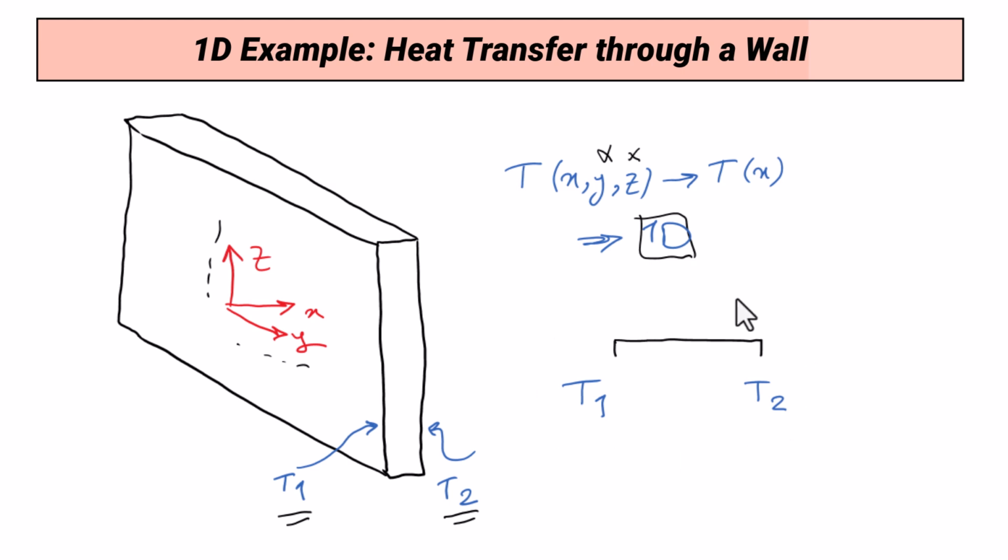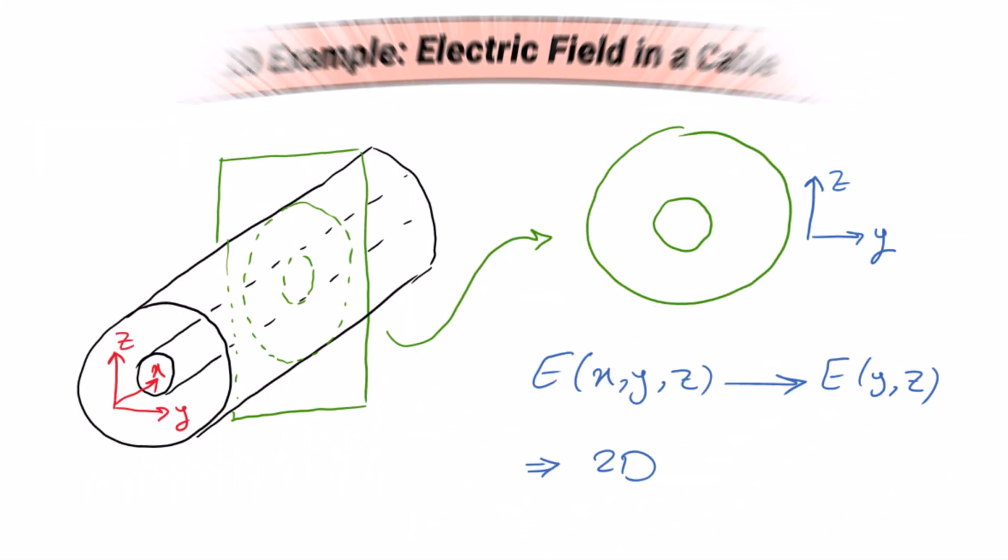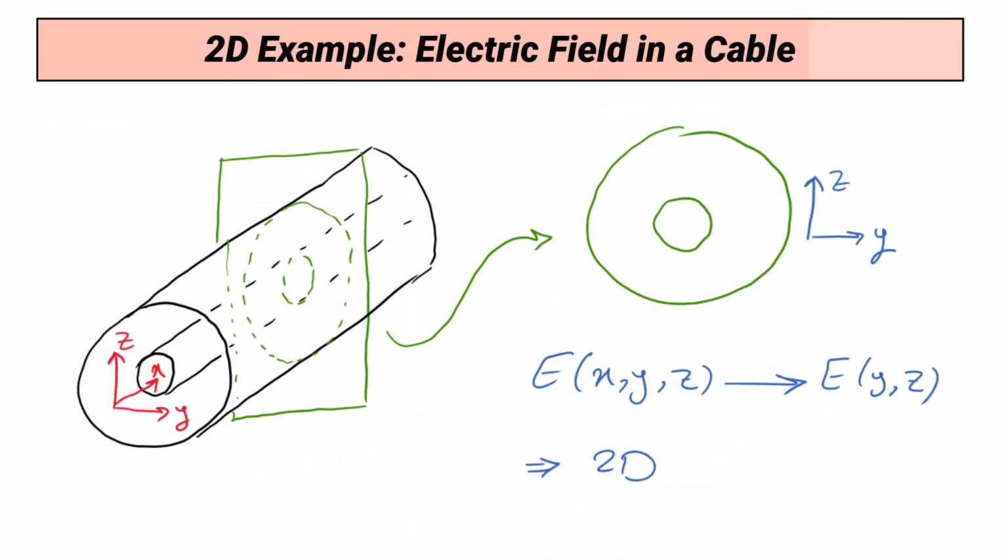Then we can represent a problem like this. We have a line, the left side is T1, the right side is T2, and we solve the temperature distribution along this line. Now let's consider a high voltage cable with a coaxial structure, which you can see here.